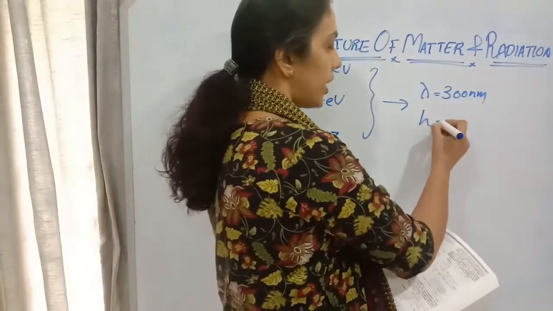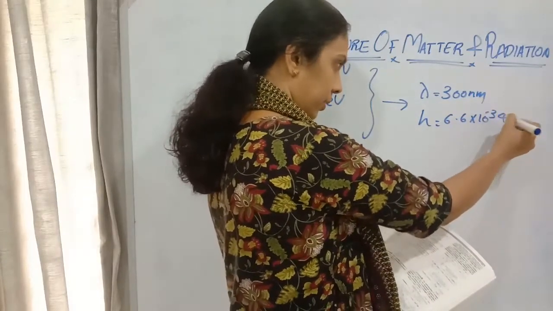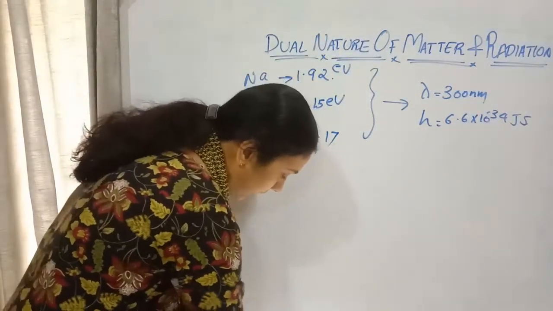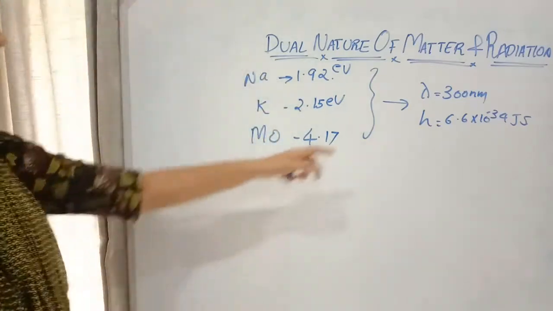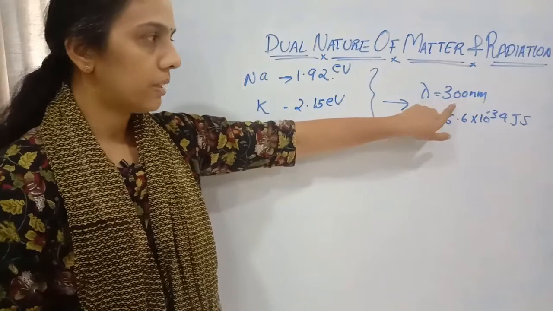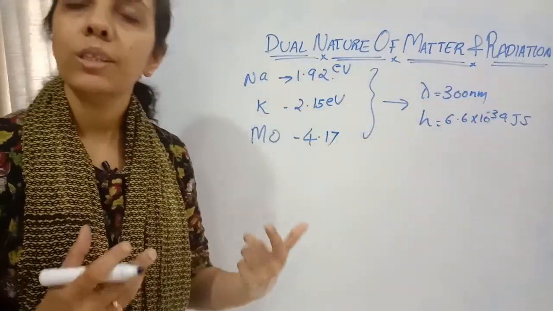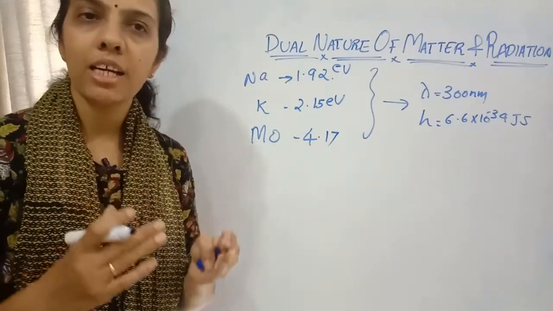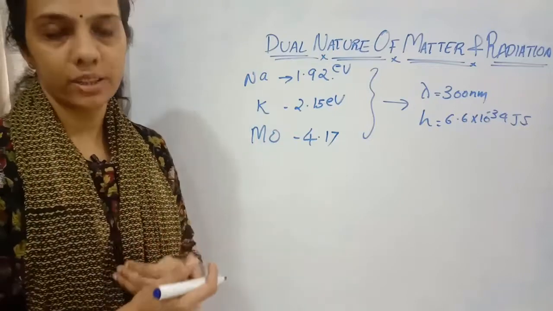For that, the value of h is given. You know that it is 6.6 into 10 to the power minus 34 joule second. How can we find out the answer? We are giving a wavelength of 300 nanometer. Work function is given. What is meant by work function? Work function is the minimum energy required for the electron to be given out.